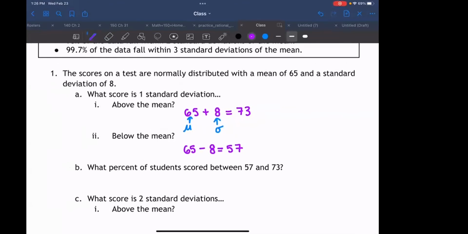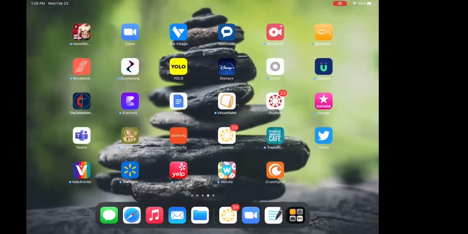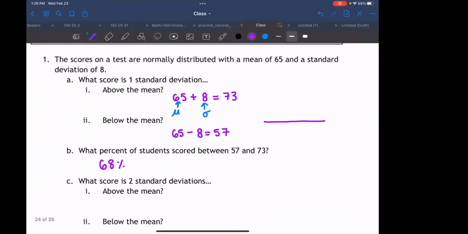Okay, so what percent of students scored between a 57 and 73? 68. Yes, sorry, I checked my notes there because I forgot. Yes, 68% of the data scored between 57 and 73, right? If we drew a graph, 57 and 73 would be within 1 standard deviation of the mean. So that's why it's 68, right?